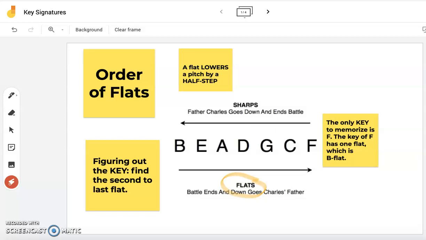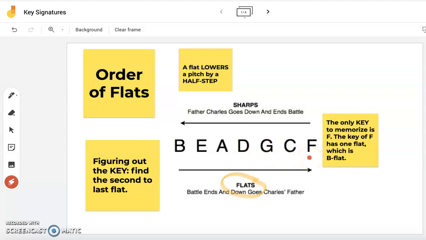Hi, today we are going to talk about the order of flats and sharps and how to determine the key based on what is in the key signature. So let's start with flats. As you can see on the screen, this is the order of flats. The first flat is B, then E, A, D, G, C, and finally F.